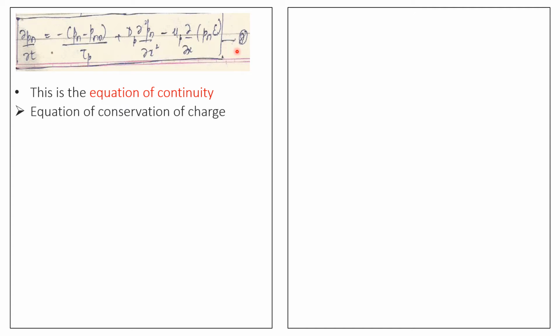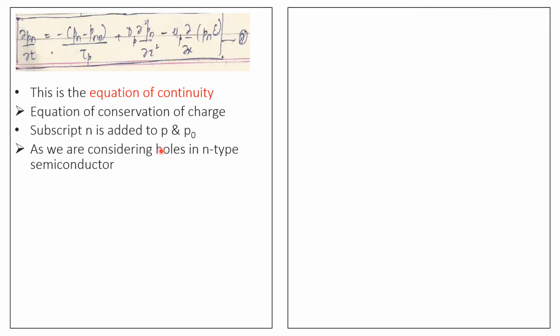Same equation we have written down as ∂p_n/∂t. We have put these subscripts. ∂p_n/∂t is equal to minus (p_n minus p_n0) upon tau_p plus D_p ∂²p_n/∂x² minus mu_p ∂/∂x of (p_n ε). Equation 8. This is the equation of continuity, which is the equation of conservation of charge. The subscript n is added to p and p0 as we are considering the holes in the n-type semiconductor.